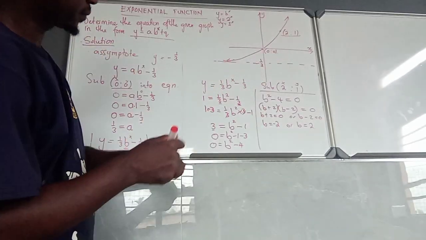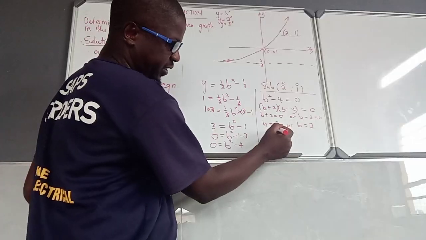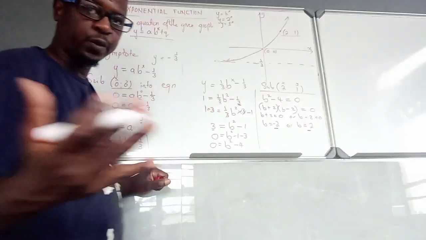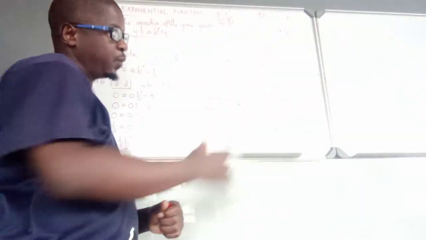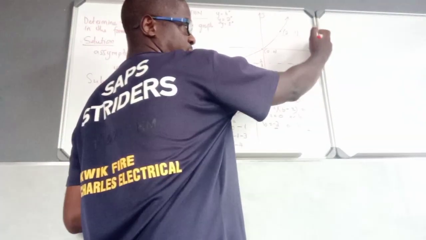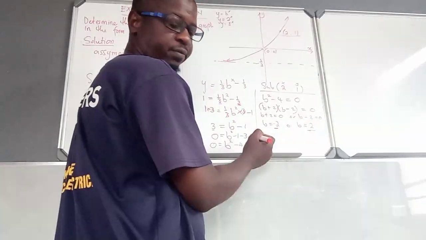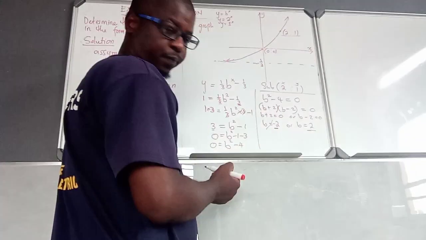But b, in this case, either our b is negative or our b is positive. Which of these can we choose? We know that this right side of the equation of our graph is positive. So our b has got to be positive. That's why we are not taking this one.